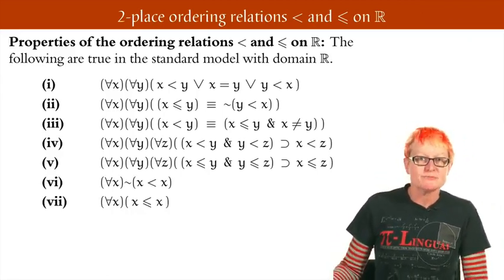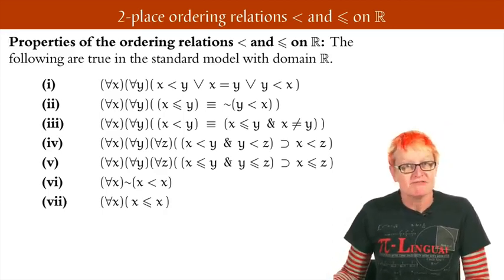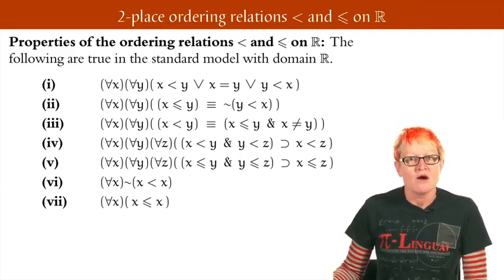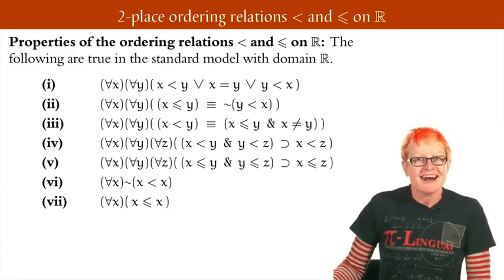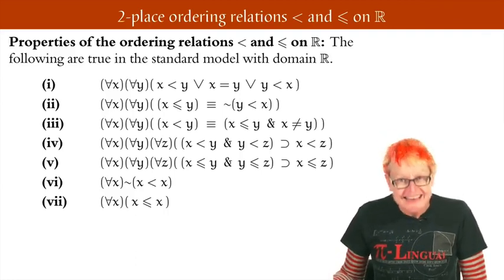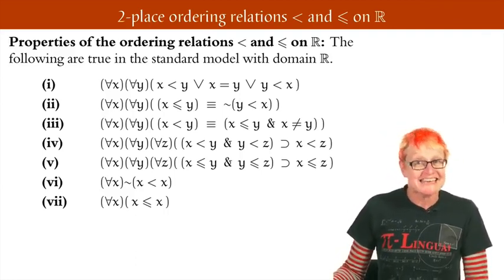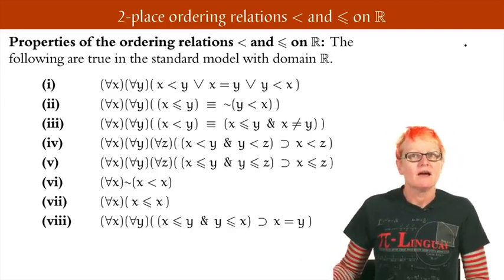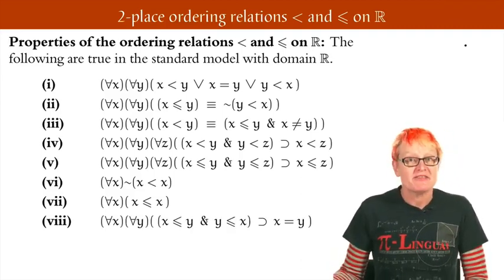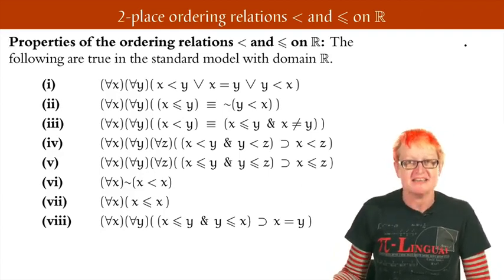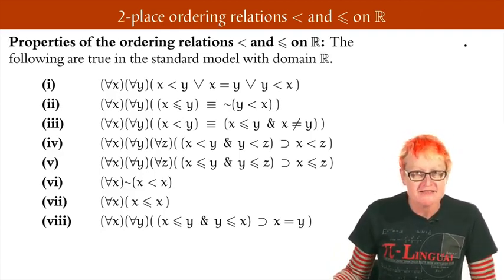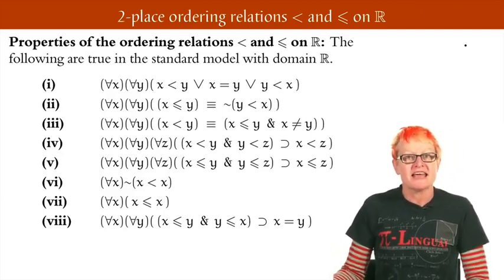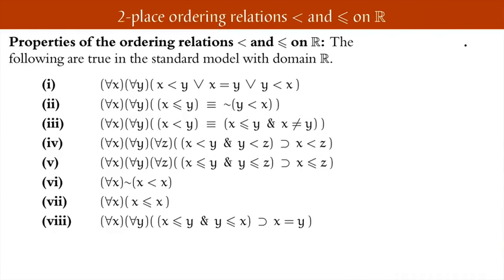Formula Roman 6 expresses that less than is irreflexive. For all x, it is not the case that x is less than x, while Roman 7 expresses that less than or equal to is reflexive. For all x, x is less than or equal to itself, x. Formula Roman 8 expresses that less than or equal to is anti-symmetric. This says that if x is less than or equal to y and y is less than or equal to x, then in fact x is identical to y.